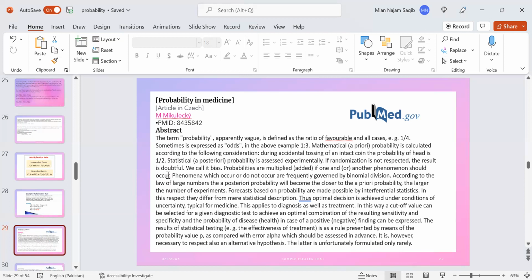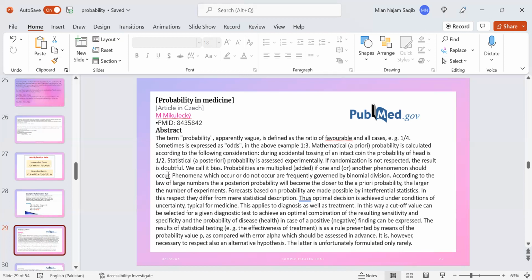Probabilities are multiplied if one and another phenomenon should occur. Phenomena which should not occur are frequently governed by binomial distribution. According to the law of large numbers, the posterior probability will become closer to the prior probability the larger the number of experiments. Forecasts based on probability are made possible by inferential statistics. In this respect, they differ from mere statistical description.